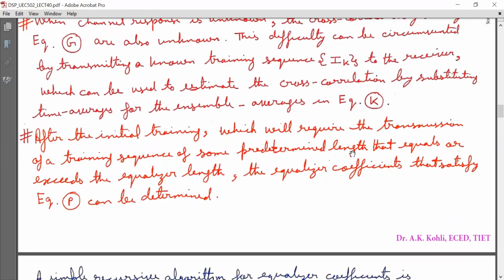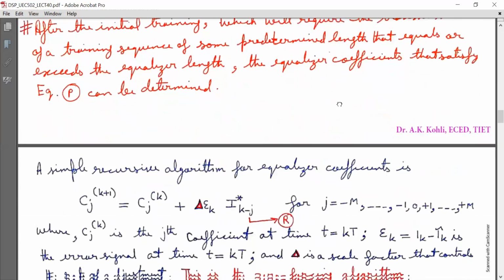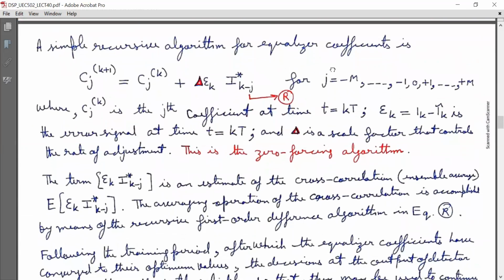After the initial training, which will require the transmission of a training sequence of some predetermined length that equals or exceeds the equalizer length, the equalizer coefficients that satisfy equation P can be determined. A simple recursive algorithm for equalizer coefficients is Cj with superscript k plus 1 is equal to Cj with superscript k plus delta into Ek I conjugate k minus j, for j ranging from minus m to m.